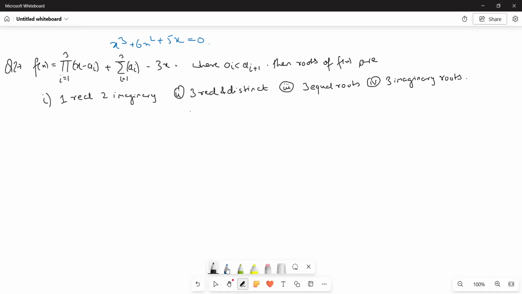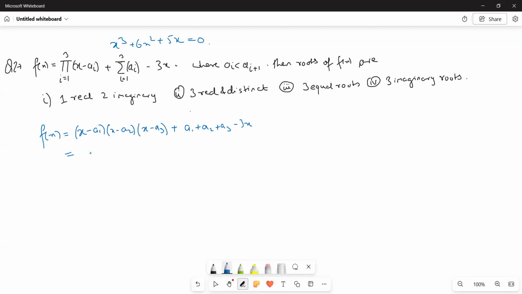So I hope all of you remember capital pi represents a product series. According to that, f(x) over here is defined as x minus a1 into x minus a2 into x minus a3 plus summation of a_i, so a1 plus a2 plus a3 minus 3x. This is basically what f(x) is given to be.